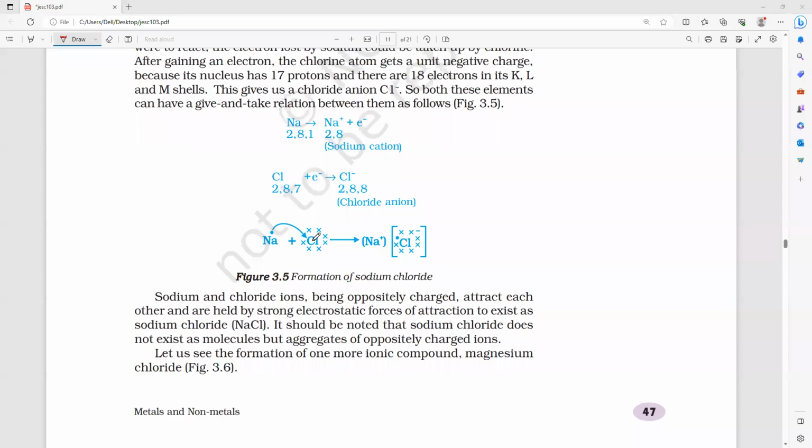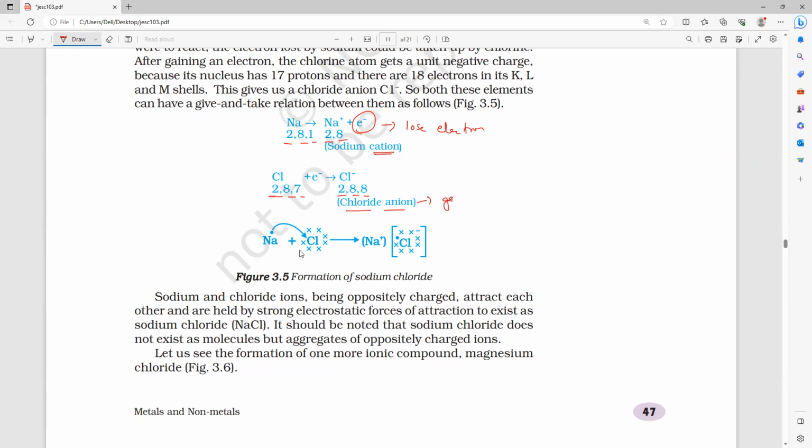You can see your book also, but always notice this. Sodium is 2, 8, 1, and the sodium ion is 2, 8. So sodium is a cation or anion? Cation, because it will lose an electron. Next, chlorine 2, 8, 7 will turn into 2, 8, 8. Is chlorine an anion or cation?